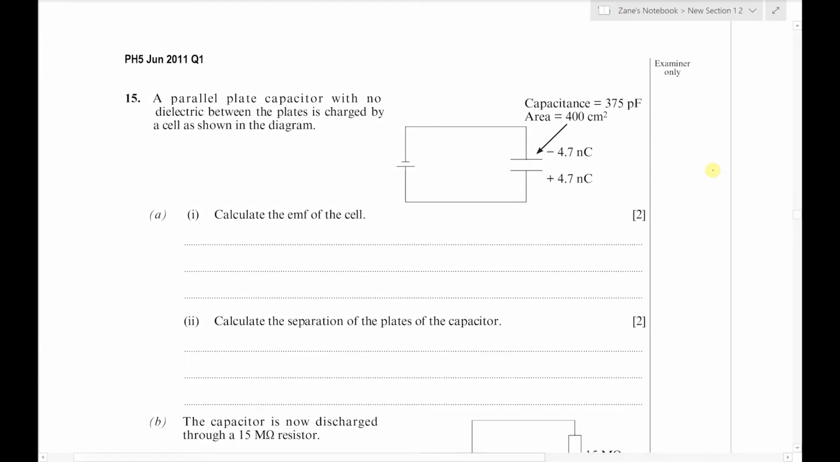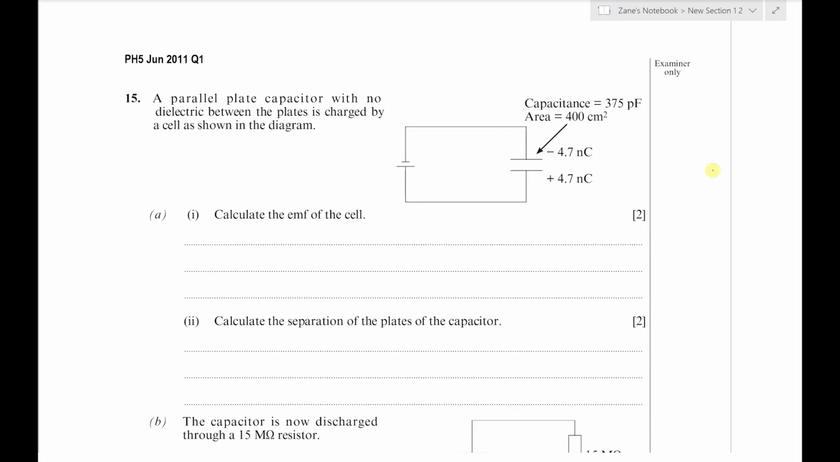This was question 1 on the June 2011 Unit 5 paper, and it's a capacitors question. Capacitors are now found in Unit 4. So first part of the question, we've got a parallel plate capacitor with no dielectric between the plates, charged by a cell as shown in the diagram.